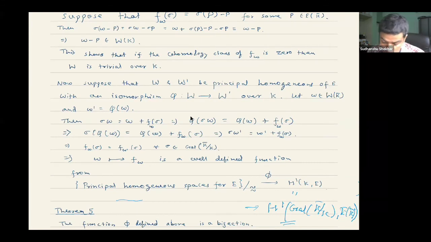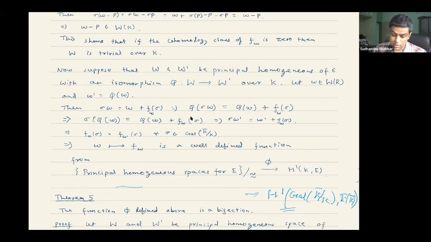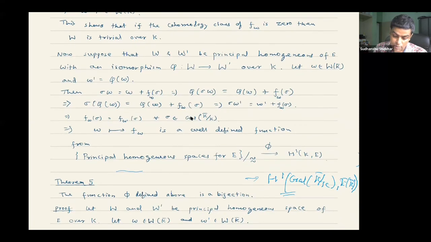Here also, of course, one also needs to say that if two principal homogeneous spaces are isomorphic, then they go to the same element, or same class, here in H^1(K). And for that, again, we use this definition: if σW = W + f_σ(W), apply this isomorphism φ on both sides, and from there it's immediate that the cocycle associated to the first homogeneous space and the second homogeneous space are both the same.